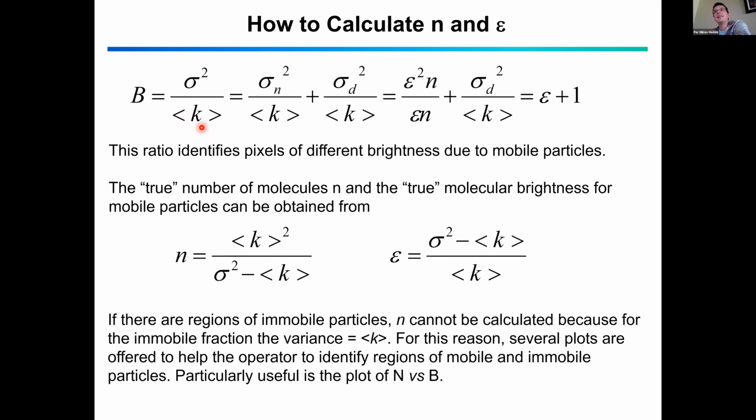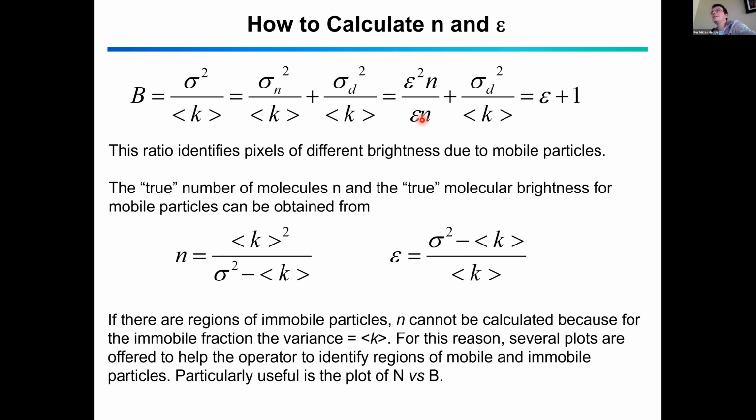So to do the relation, we start with the brightness that we defined as the variance divided by the average intensity. Then we can split the variance into the two terms, the number fluctuations and the detector noise. Then we can substitute different dependencies on the brightnesses you were seeing on the last slide, and we see that we end up with epsilon plus 1.